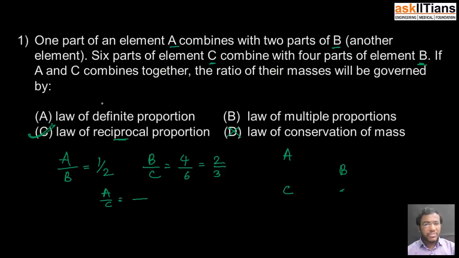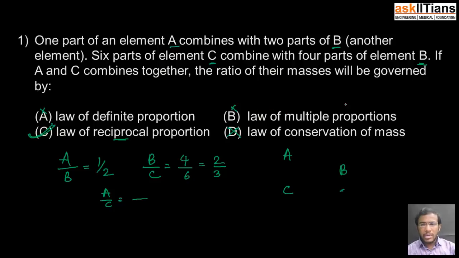It is not the law of definite proportion and it is also not the law of multiple proportion. So here option C is the correct one. You can also solve this question without doing all this, just by looking at the question. The law of definite proportion is definitely not going to be the answer, because here we have element B and element C, 3 different elements, where A and B are combining and B and C are combining.